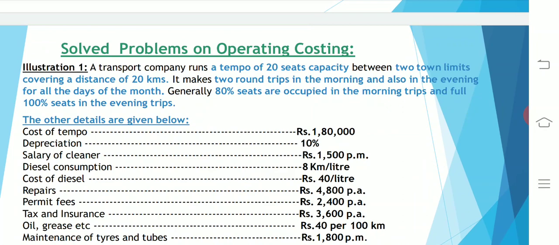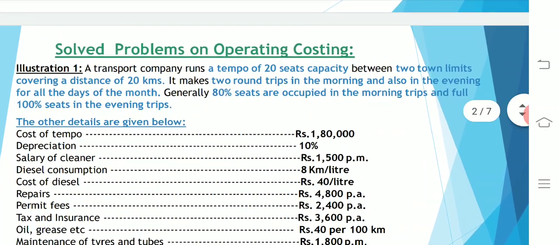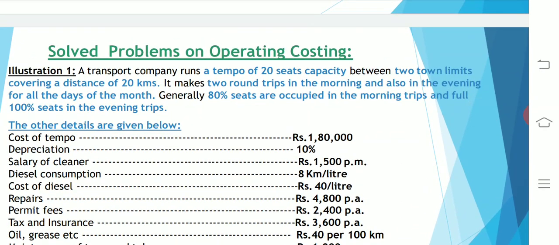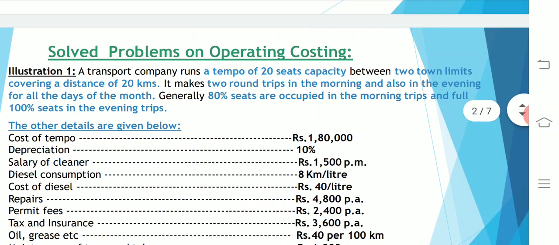kilometers. It makes two round trips in the morning and also in the evening for all the days in the month. The bus makes two round trips in the morning, that means four trips in the morning, and also in the evening for all the days in the month, that means four trips in the evening. Generally 80% seats are occupied in the morning trips and full 100% seats in the evening. That means the capacity utilized in the morning and in the evening are different. So we have to calculate separately for morning trips and evening trips.